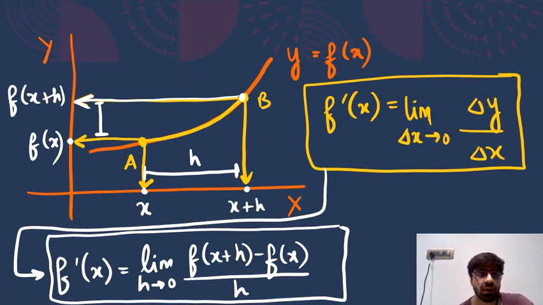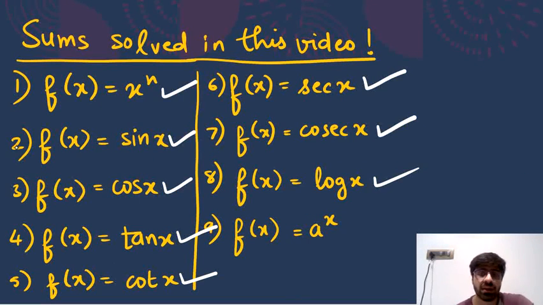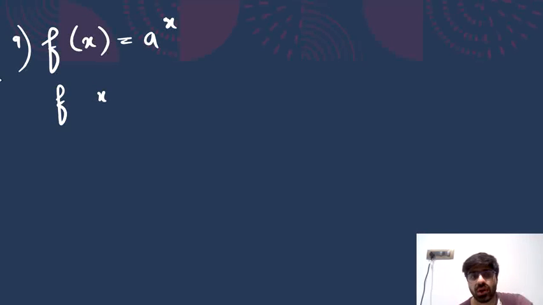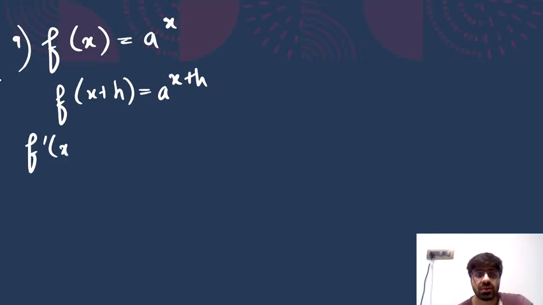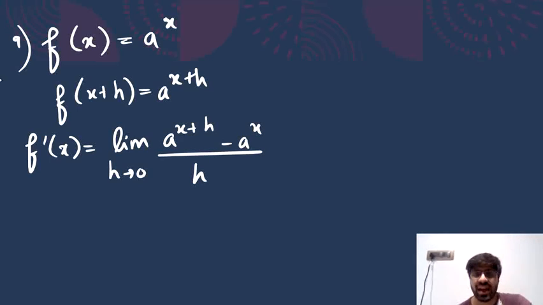Okay, let's go ahead with the 9th one. So we have proved this, and the 9th is a power x, and we will derive the derivative for that as well. So if f of x is a power x, f of x plus h will be equal to a power x plus h, and f dash x will be equal to limit of h tends to 0, f of x plus h, that is a power x plus h minus a power x, the whole divided by h. A power x plus h is like a power x into a power h. A power x can be taken common from the two terms. So when we do that, we have a power x into (a power h minus 1), and we will keep that h along with the term here.